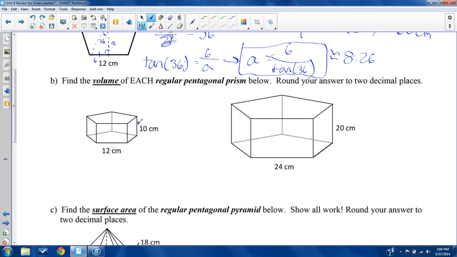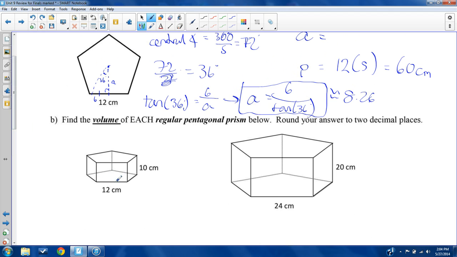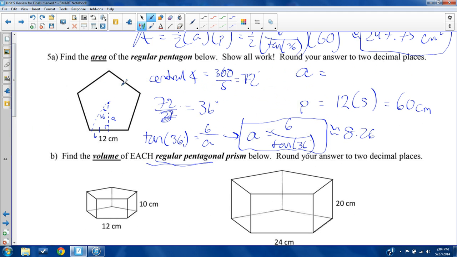Okay, this one's going to be pretty interesting here. I can do a couple things. I'll show you what. First of all, this is a regular pentagonal prism, with a regular pentagon as its base. We saw this up here. Like this regular pentagon had side lengths of 12, this also has edge lengths of 12. So all these are 12 up here if you look at that.